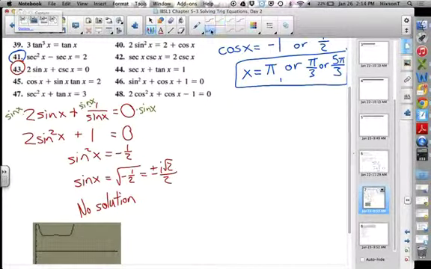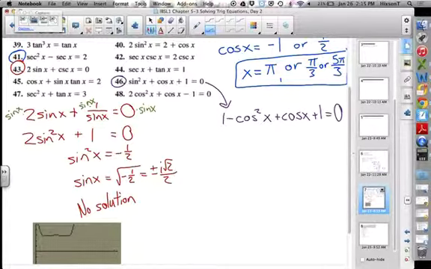I'll do this one in purple here. The first thing we want to do is get everything in terms of one trig function. And how would we go about doing that? Sine squared is 1 minus cosine squared x. That's right. We plug that in and now everything's in terms of cosines.